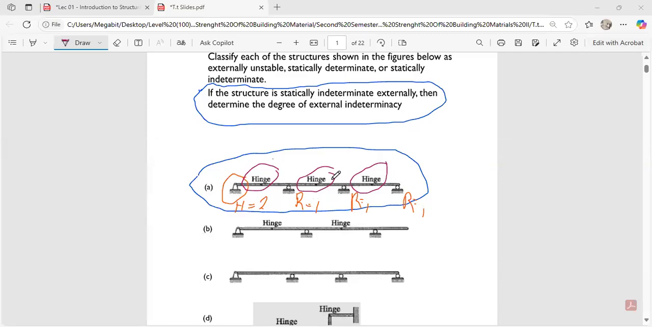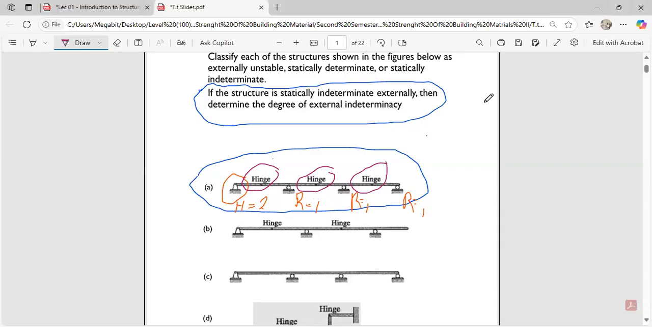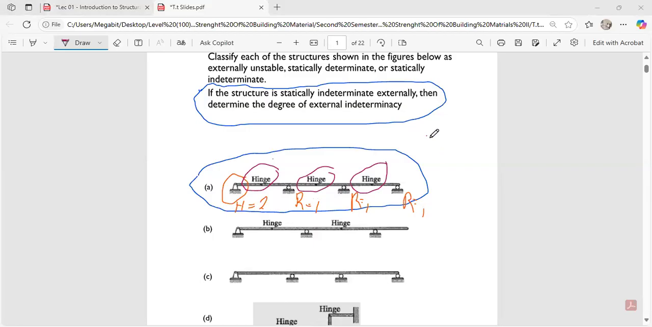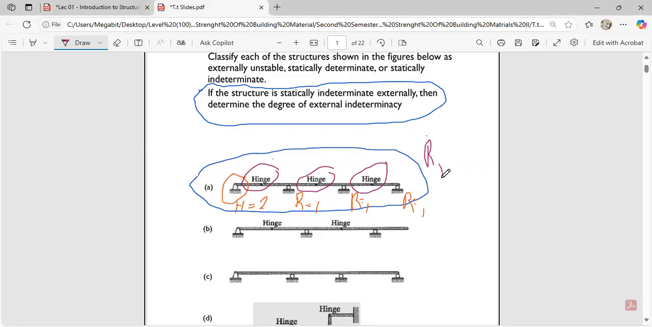Okay, so we said that our total number of reactions over here is, let me say, let's count: 1, 2, 3, 4, 5. So in this case, our total number of reactions is equal to 5.